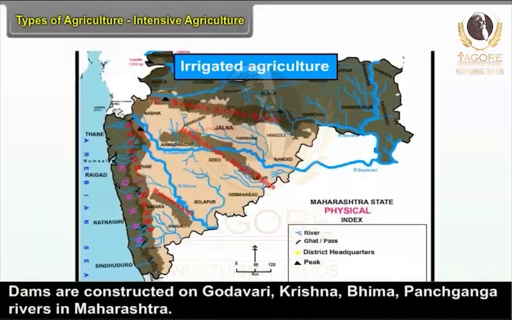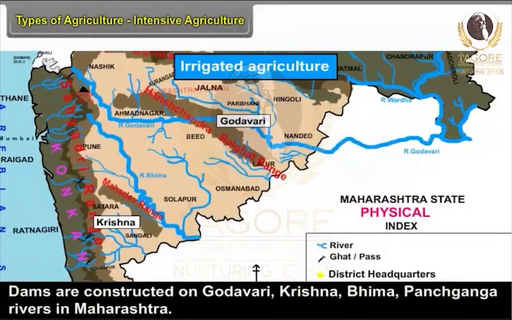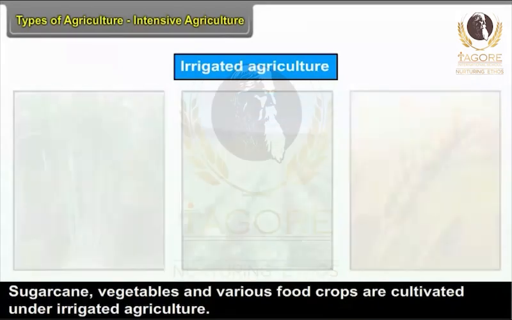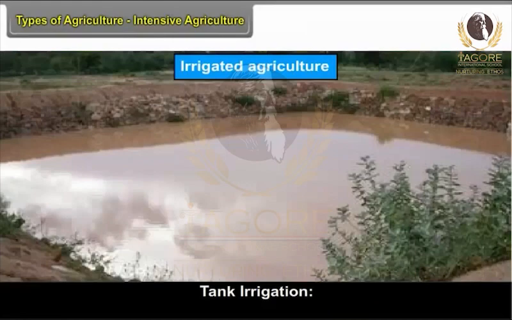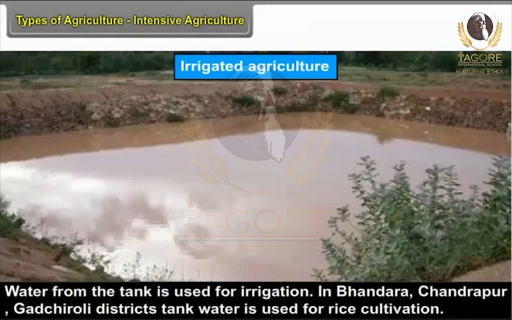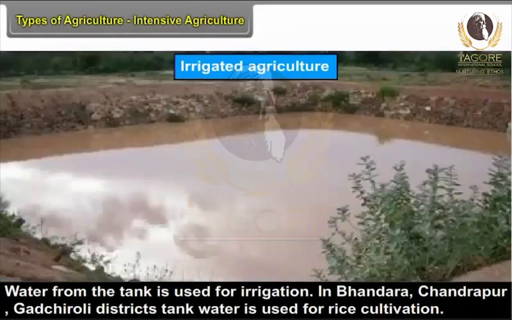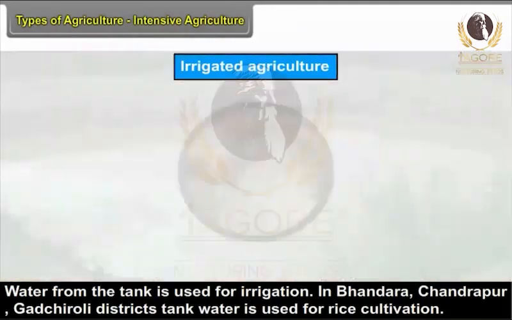Dams are constructed on Godavari, Krishna, Bhima, Panchaganga rivers in Maharashtra. Sugarcane, vegetables, and various food crops are cultivated under irrigated agriculture. Tank irrigation. Water from the tank is used for irrigation. In Bhandara, Chandrapur, Gadchiroli districts, tank water is used for rice cultivation.